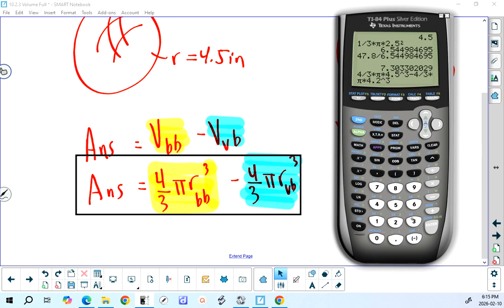So I have 4/3 pi r cubed with r being 4.5. I have 4/3 pi r cubed with r being 4.2. This is the answer to the question. 71 cubic inches.